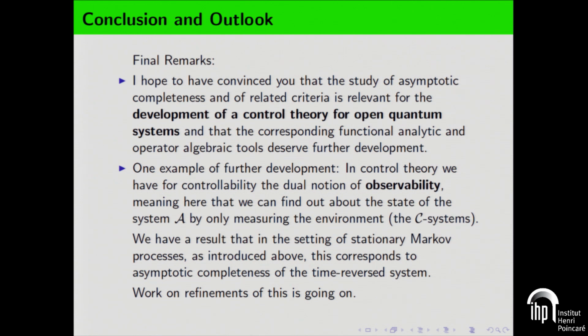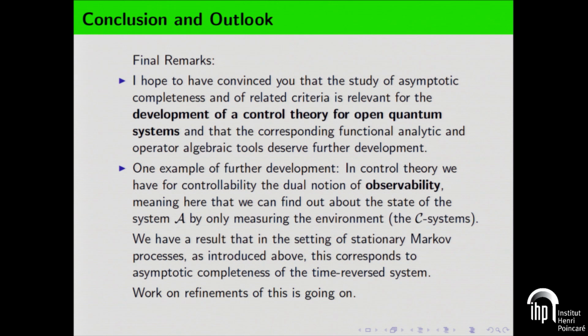So in our situation, observability can be defined as a property that you can find out about the state of the system A by only looking at the environment, these C systems. So you only measure in these environments, and you want to find out about the state of the system A. That would be a reasonable notion of observability. And so it's a dual thing.